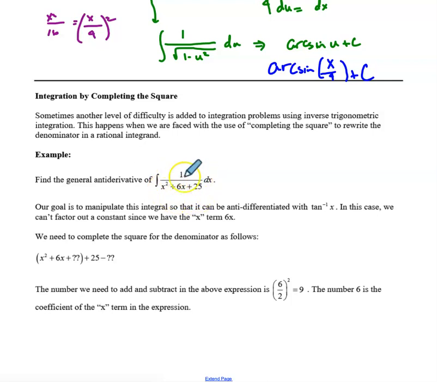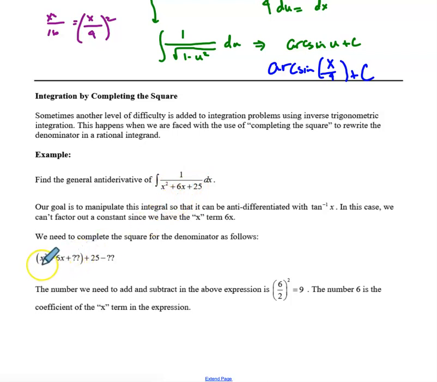I actually have no idea how to do this. This is not factorable, so I cannot use partial fraction decomposition. But since I have an x squared plus a value, I'm hoping I can somehow manipulate this into an arctan situation. The problem is I can't factor out the x here because I've got a 6x term, which complicates my life. So what I'm going to do is complete the square just in the denominator.